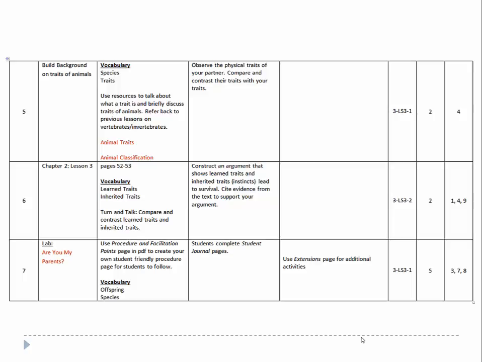In Are You My Parents?, students are examining the relationship between the physical traits of puppies to determine who their parents are. In this activity, have students interpret the relationship between the puppy and the parents by describing the pattern of similarities and differences that exist between the 2 generations.